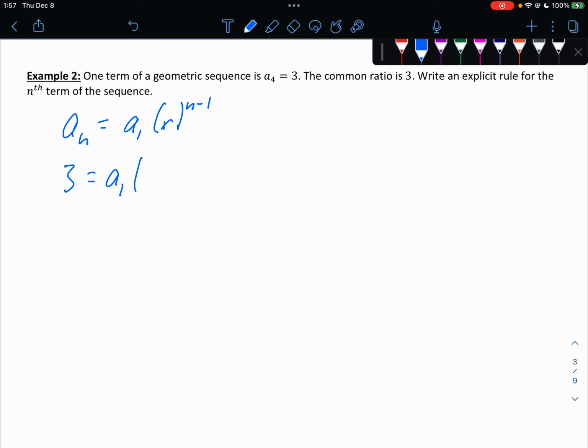So we get 3 equals a sub 1 times 3 to the 3rd, which is 27. So 3 over 27, which is 1/9, is our first term. So then our nth term would be 1/9 times 3 to the n minus 1.